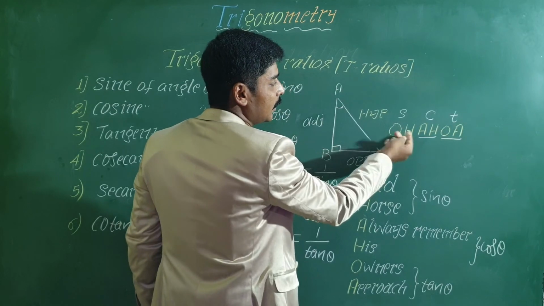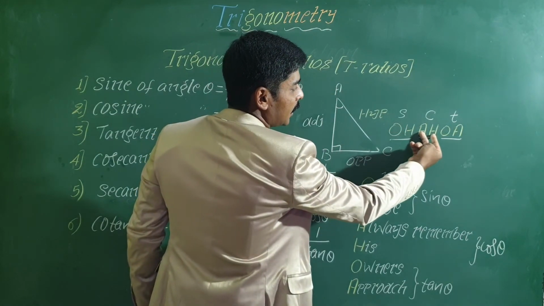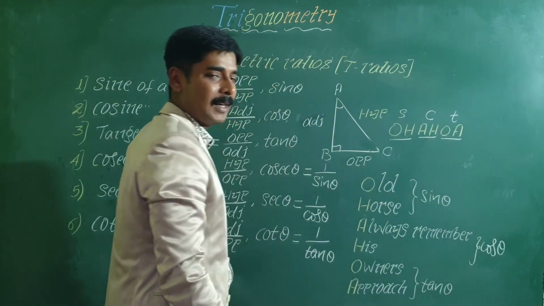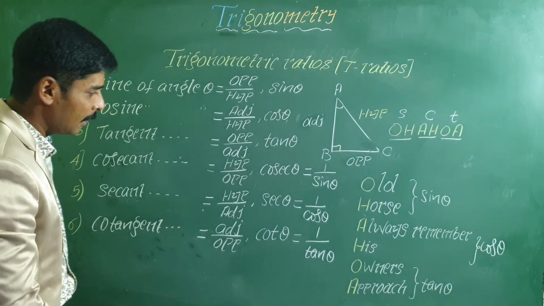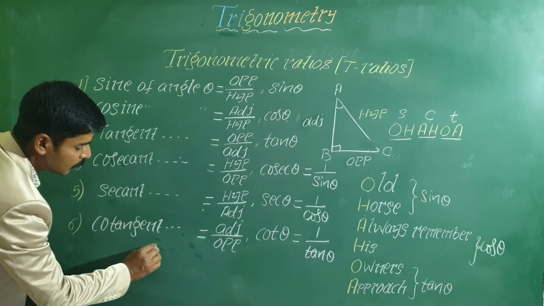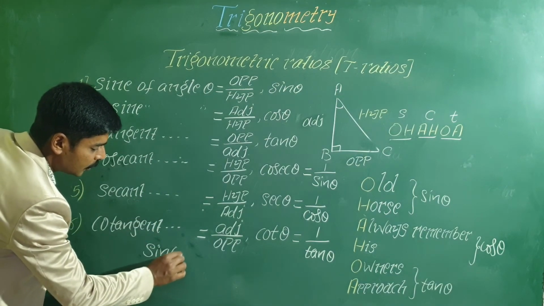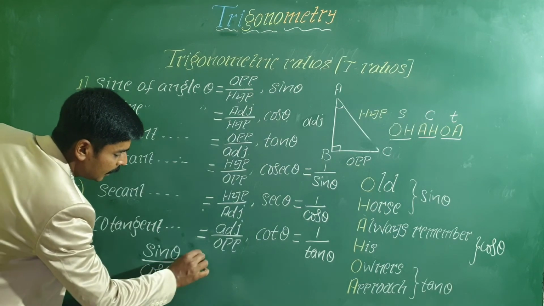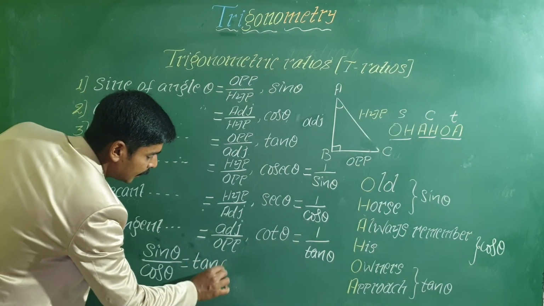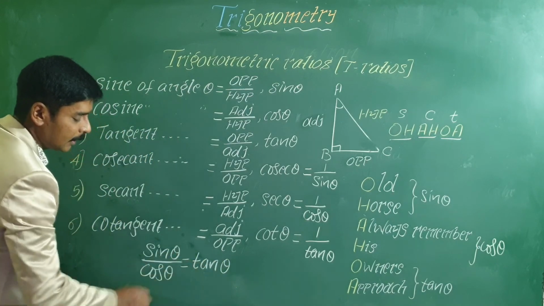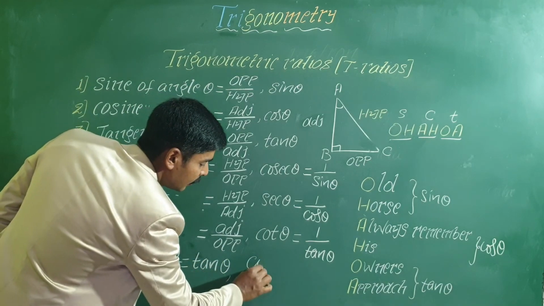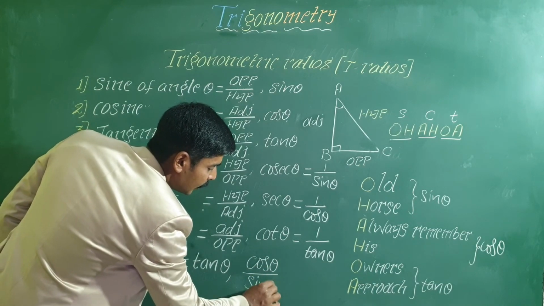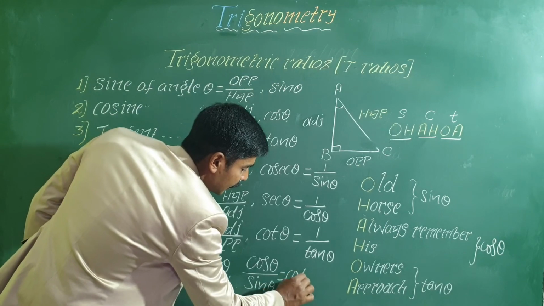If you want cosecant theta, it is the reciprocal of sin theta. If you want secant theta, it will be the reciprocal of cos theta. If you want cot theta, then it will be the reciprocal of tan theta. Is it clear? Along with this, you must know 2 more ratios: sin theta by cos theta is equal to tan theta. In the same way, cos theta by sin theta is equal to cot theta.